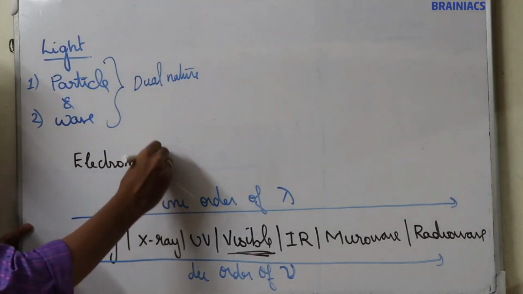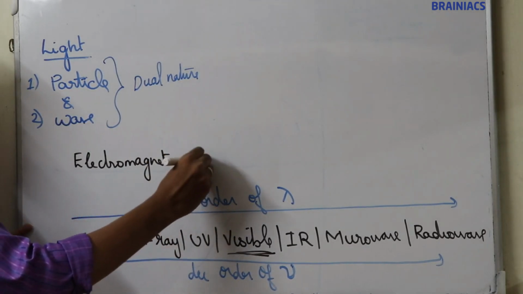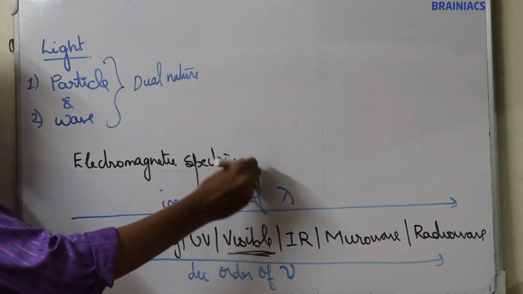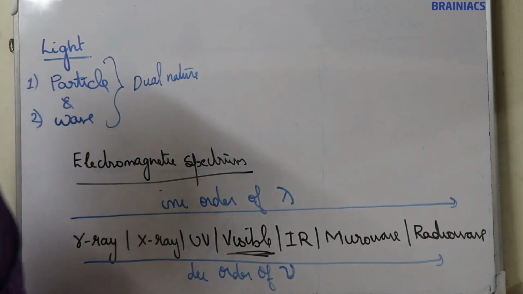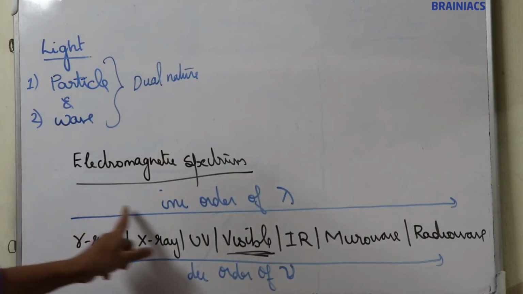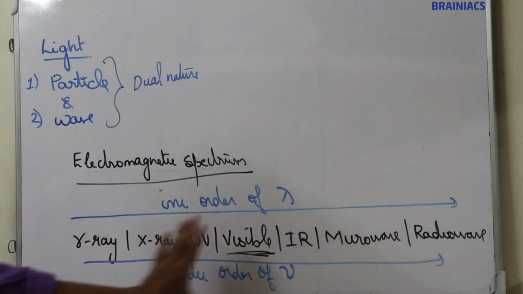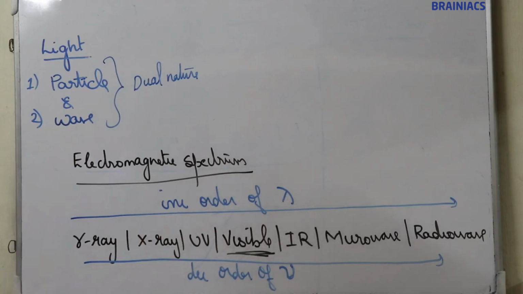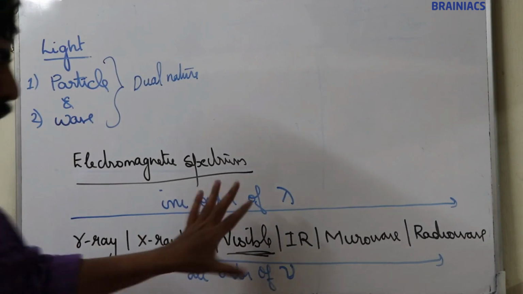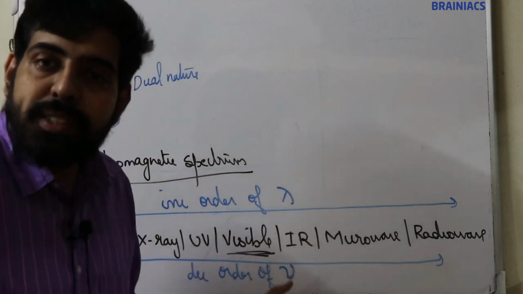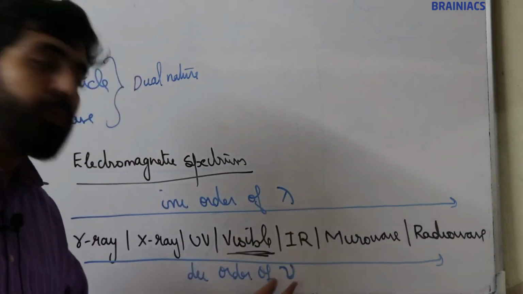Electromagnetic spectrum. There are so many electromagnetic radiations. The arrangement of electromagnetic radiation in the increasing order of wavelength or decreasing order of frequency is known as the electromagnetic spectrum. Before discussing this in detail, first tell me what is wavelength, what is frequency, etc.